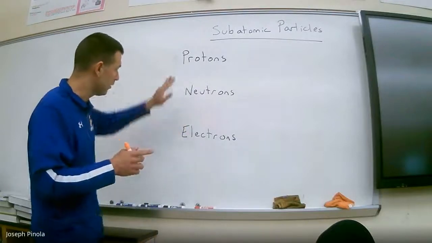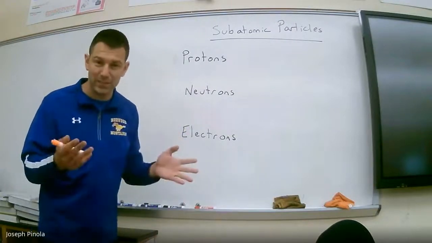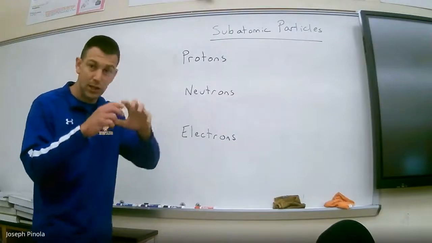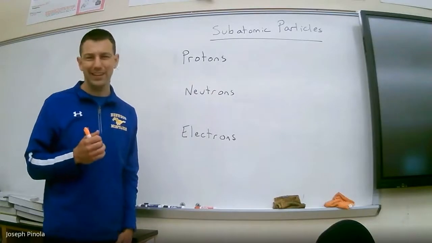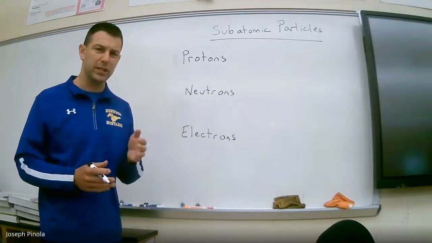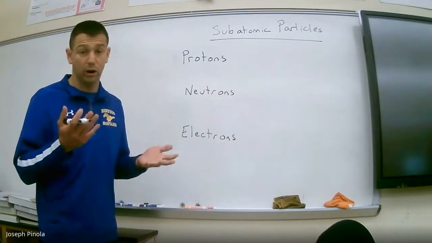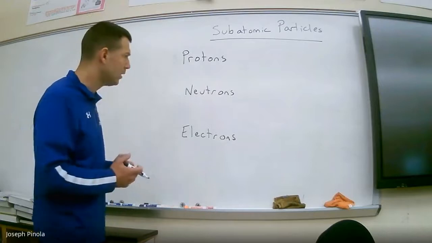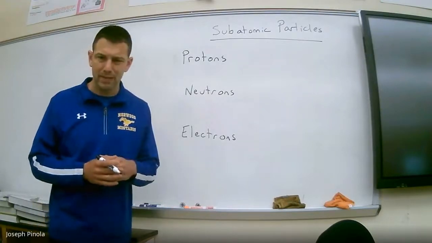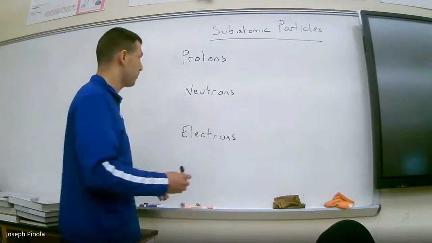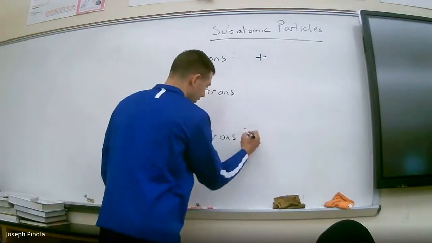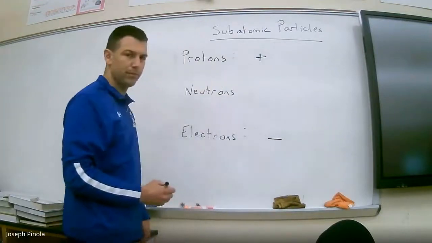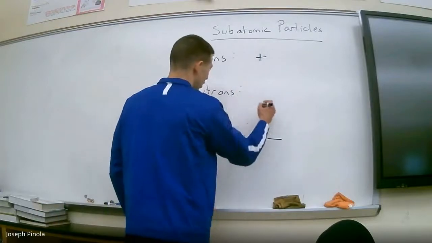These are the three particles that make up atoms. They are the tiny building blocks that create atoms, and atoms make up pretty much everything else in life. So now that we know what these subatomic particles are, the things that make up an atom, we should find out a little bit more about them. Now, you might already have heard that protons are positive, electrons are negative, and neutrons are neutral.